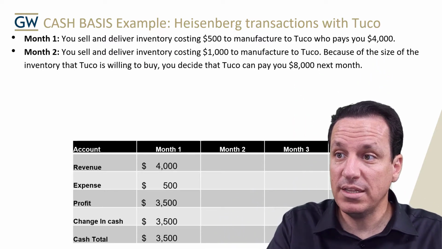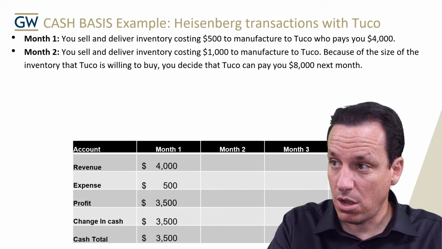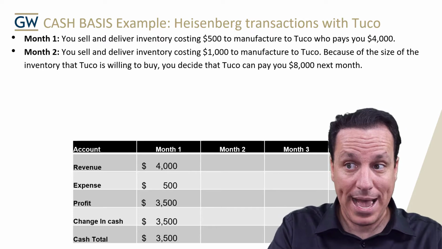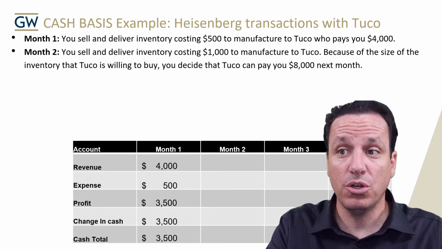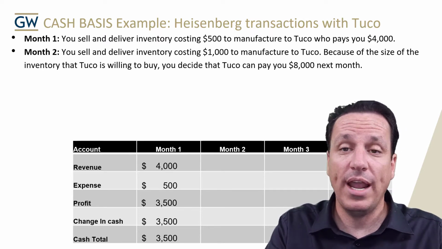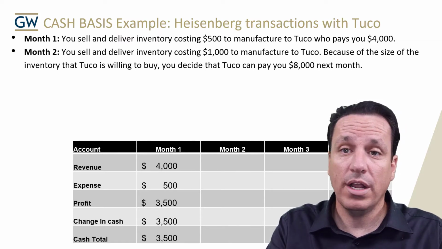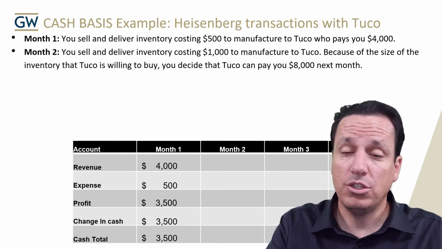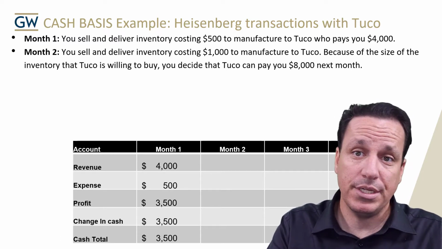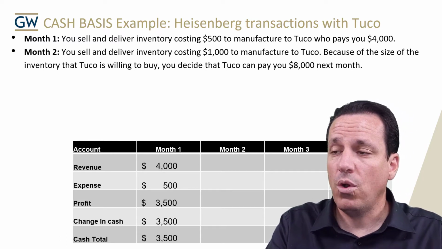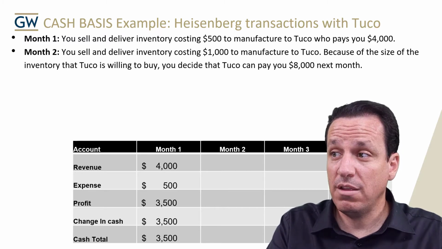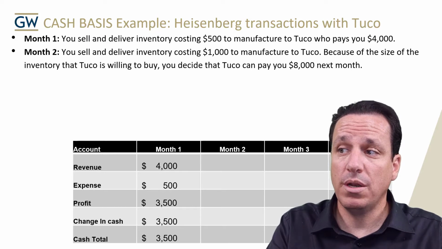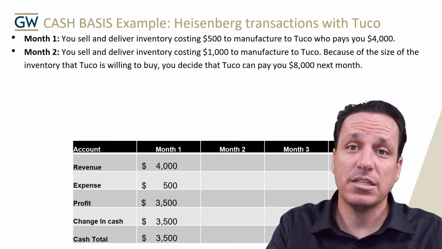Month 2, you sell and deliver inventory costing $1,000 to manufacture to Tuco. So it cost you $1,000 to make this new batch. Because of the size of the inventory that Tuco is willing to buy, you decide Tuco can pay you $8,000. Now, we're not going to get into Tuco and his ability to pay and things like that. We're going to just assume that Tuco is an upstanding, good citizen that is always going to pay us, all right? So we spend $1,000 to manufacture the drug, and Tuco is going to pay us $8,000 next month.